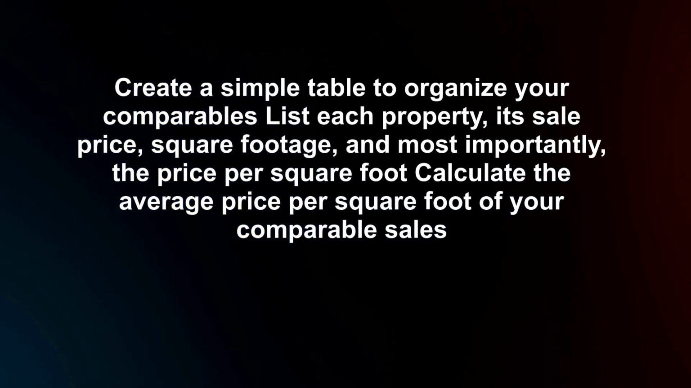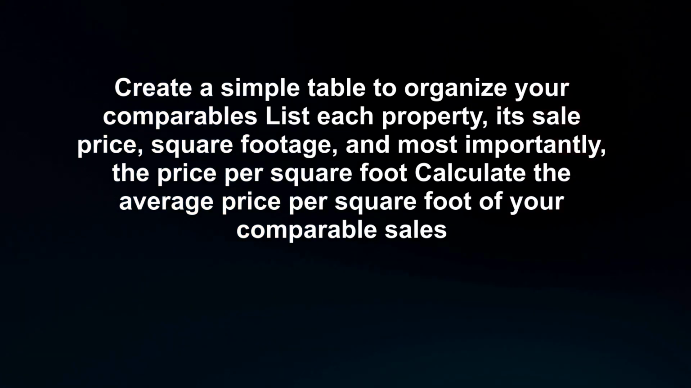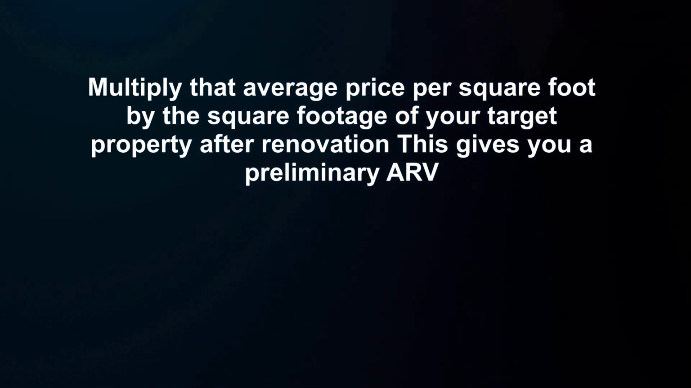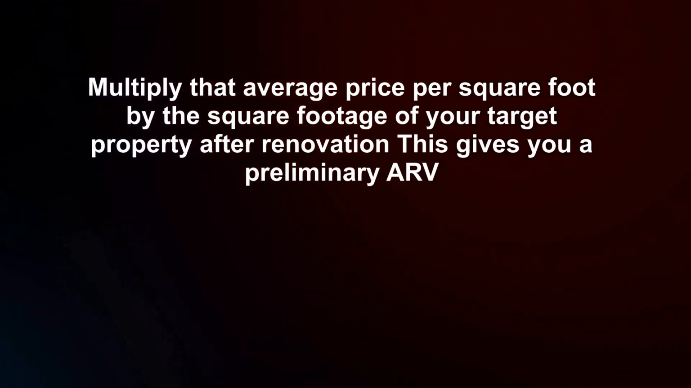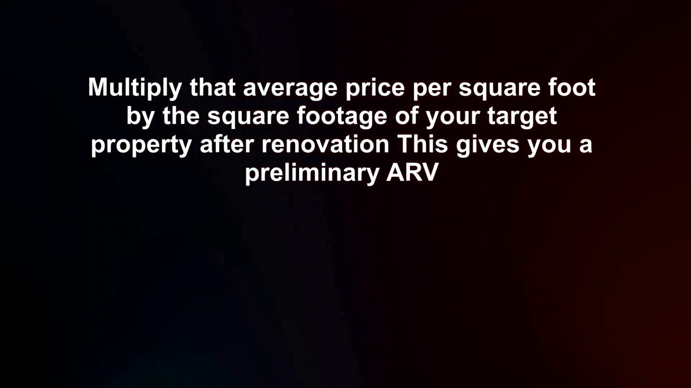Calculate the average price per square foot of your comparable sales. Multiply that average price per square foot by the square footage of your target property after renovation. This gives you a preliminary ARV.